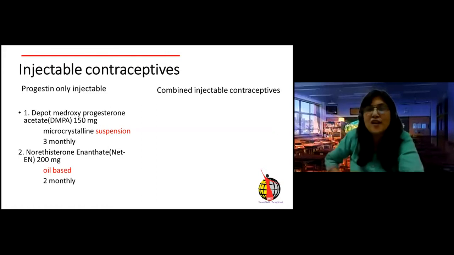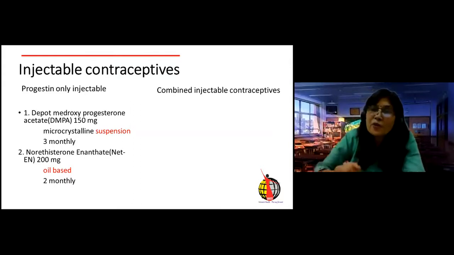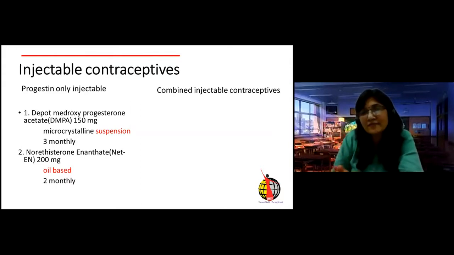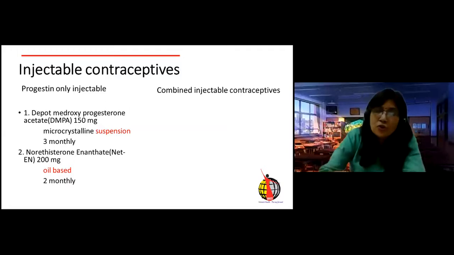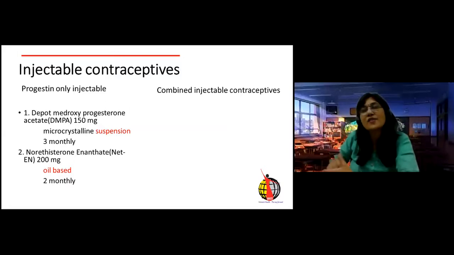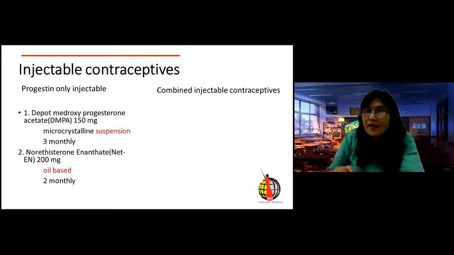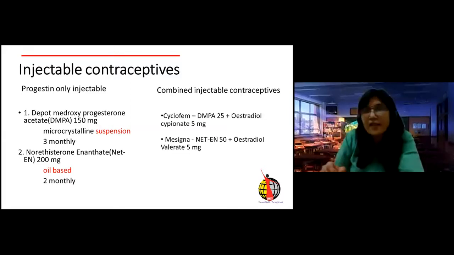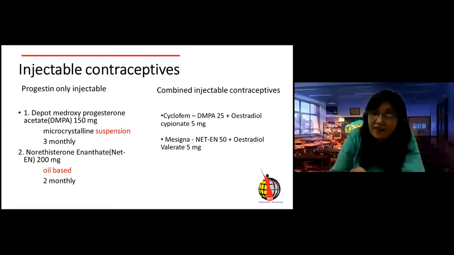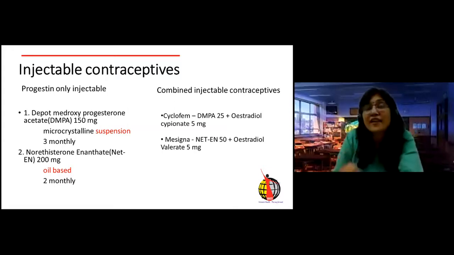My question to you is, how frequently do you administer the combined one? Anybody to answer? Now, to answer that, you should know that for the combined one there are two varieties in common use. One is the Cyclofem. The Cyclofem contains DMPA 25 and estradiol cypionate 5, whereas the Mesigyna contains Net-N 50 and estradiol valerate 5. And each has to be repeated monthly.